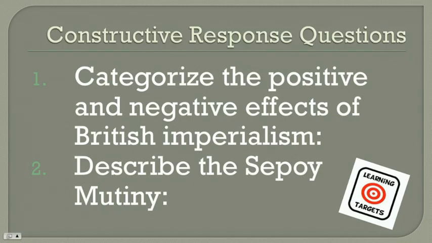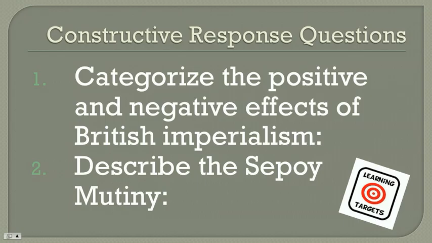All right, let's wrap up today's lecture by looking at our constructive response questions one more time. First question says, categorize the positive and negative effects of British imperialism. There's no doubt we have plenty of information on this. Certainly the negative effects of British imperialism in India is the Indians lost their culture, they lost their autonomy, it hurt agriculture, it hurt their industry. Certainly they lost the ability to govern themselves. We've got lots of good examples that we can use there.